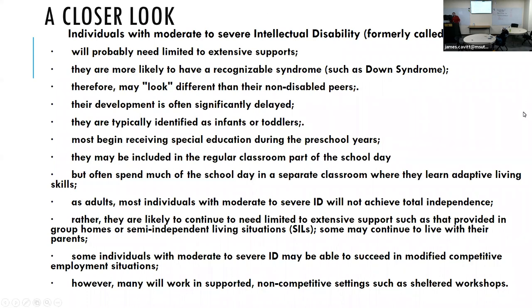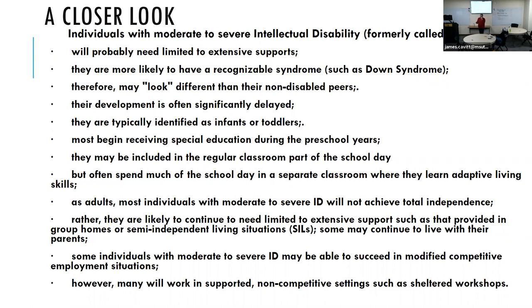So we're going to move to the moderate to severe group. They were called trainable way back when. These are the characteristics. I'll read through those. This is where you're probably going to see Down syndrome. If you've noticed, when we look at the different disability categories, Down syndrome is not mentioned, correct? It's because they're captured in the intellectual disability category.